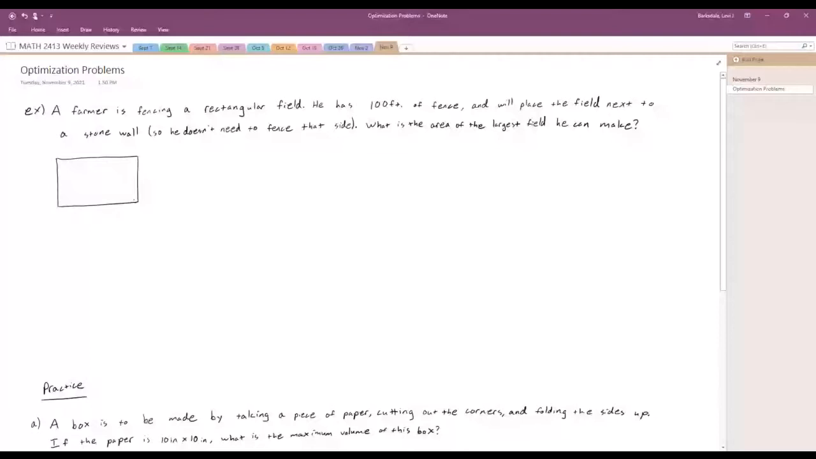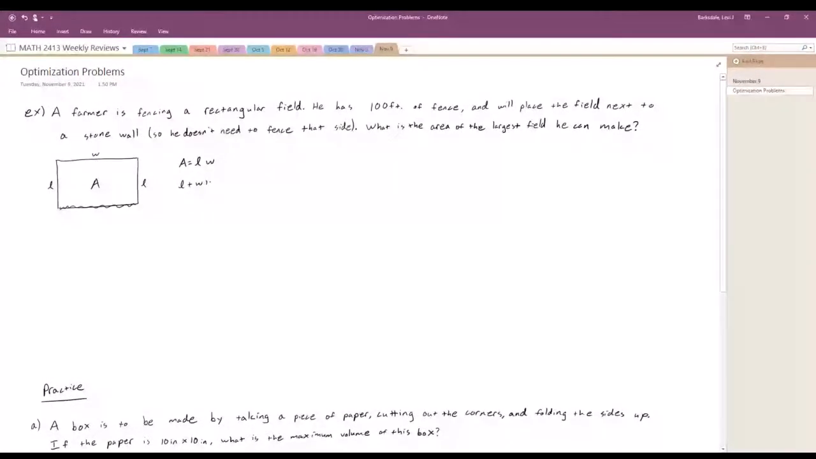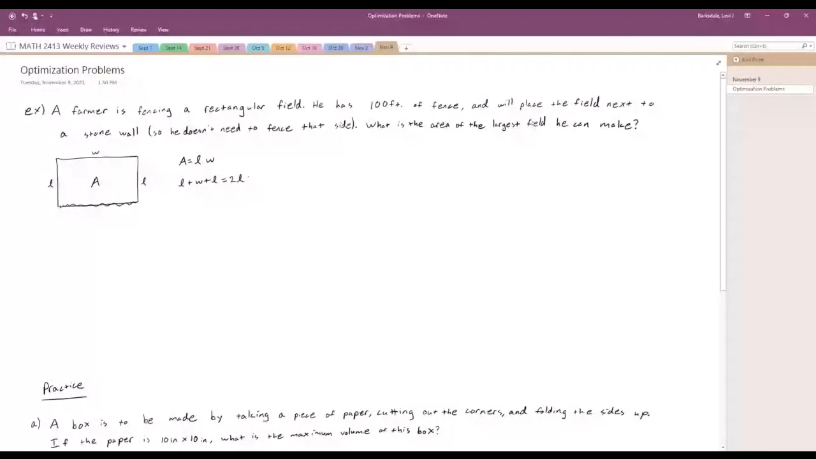We know that the area is going to be the length times the width. And we also know that he doesn't need to fence one side. So that means that the perimeter, or the amount of fencing that he's going to need, is L plus W plus L, or 2L plus W.